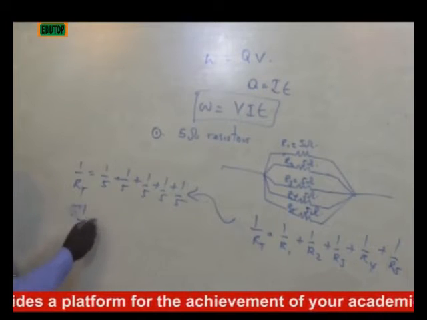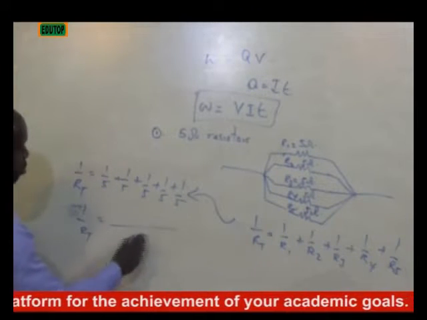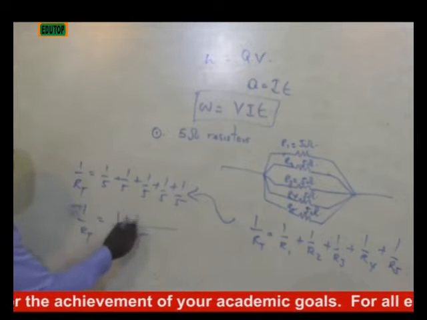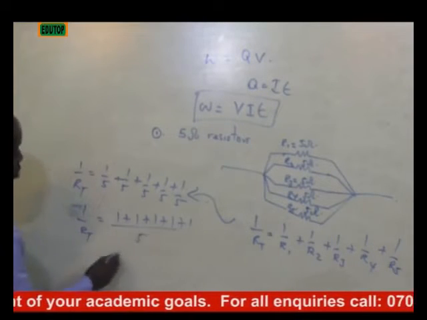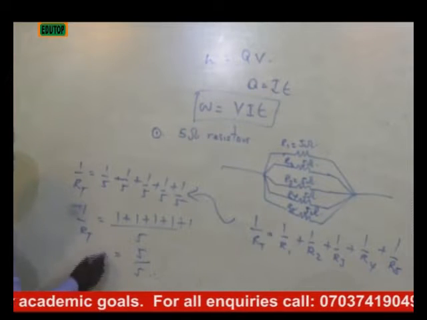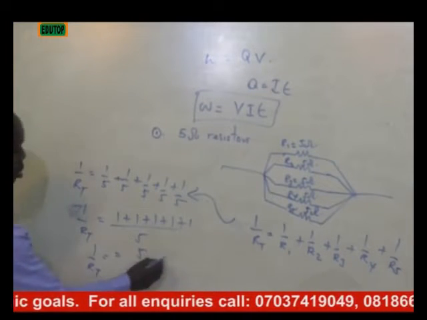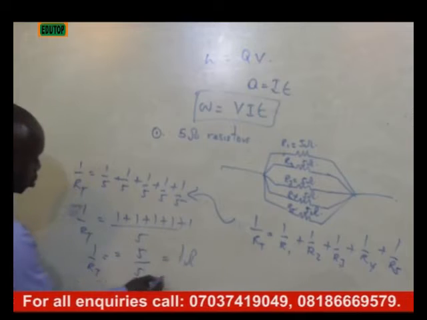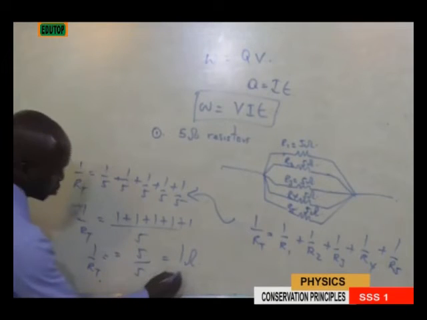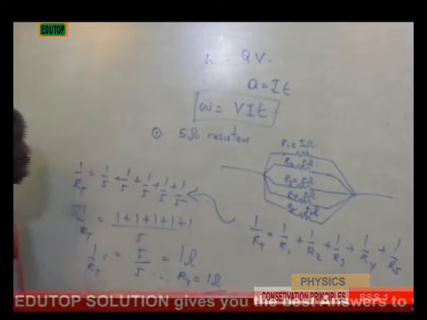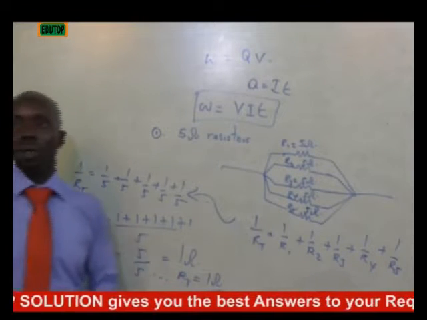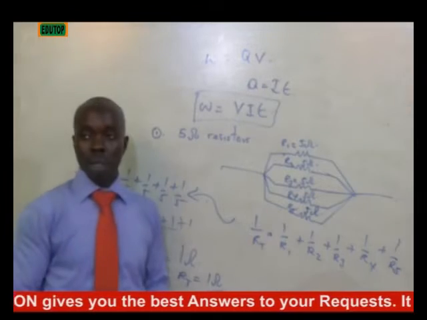So you have 1 over RT equals, using the LCM, you have your 5, you have your 1 plus 1 plus 1 plus 1 plus 1. So from there you have 5 over 5. You have 1 over RT as 1 ohm. So if you invert it, you have your total resistance as 1 ohm. That's the answer to that particular question, option A.